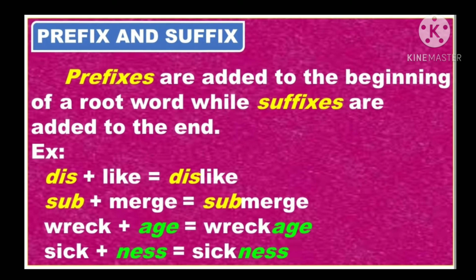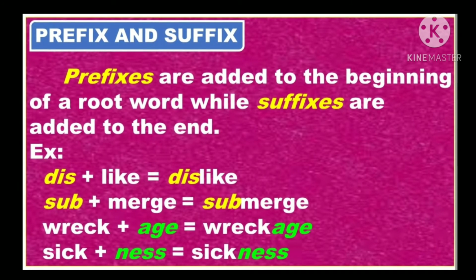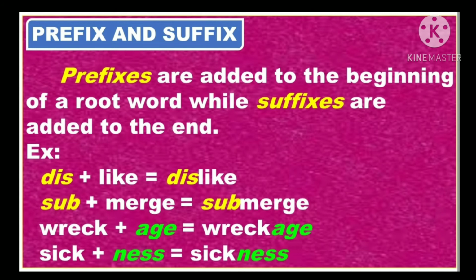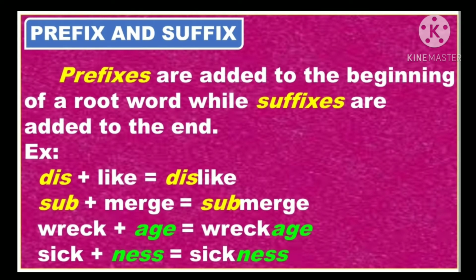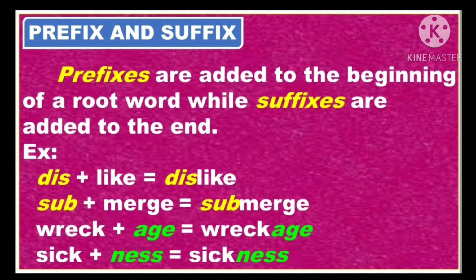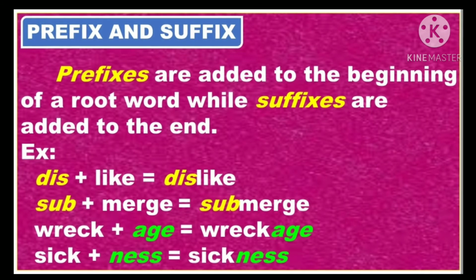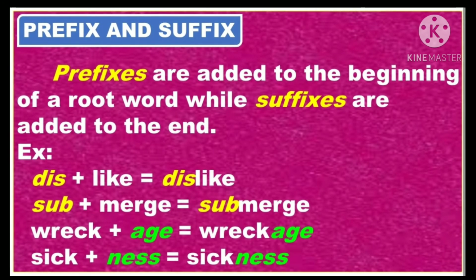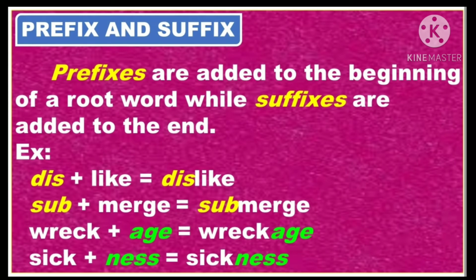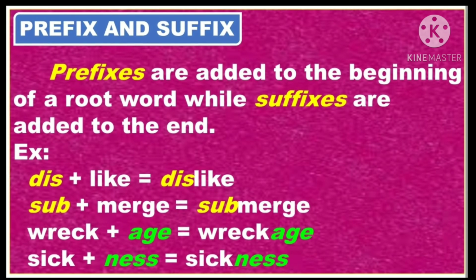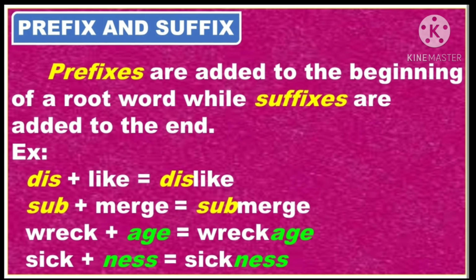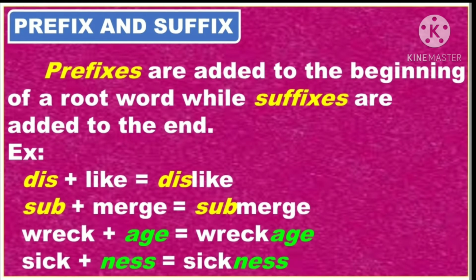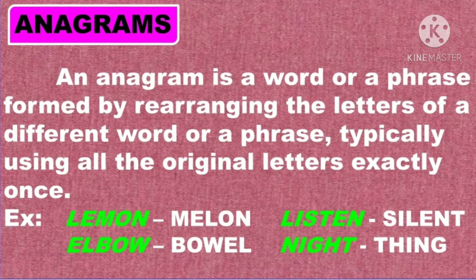Okay, and look at the next two examples. Wreck plus age, wreckage. Sick plus ness, sickness. So here wreck and sick are the root words. So we are adding age and ness after the root word. So we are getting the words wreckage and sickness. So once again I repeat, prefix means added before a root word. Suffix means added after a root word. Okay? Yes.